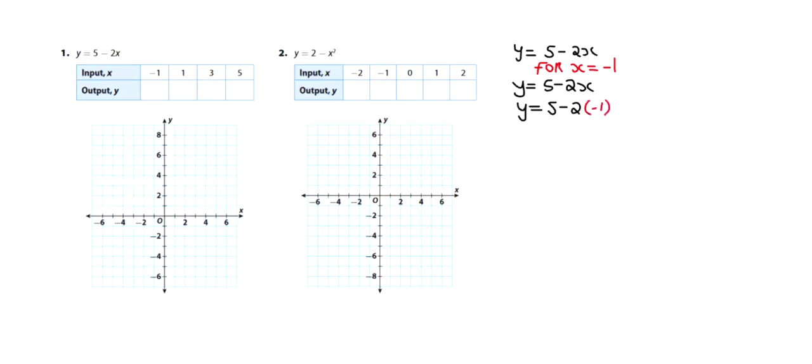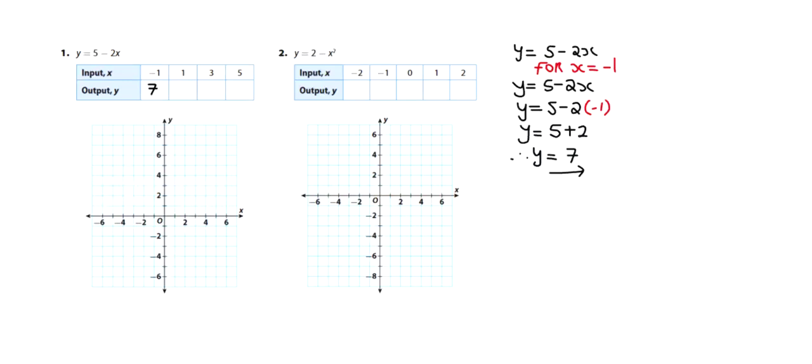y equals 5, and then negative times negative is positive. Then 2 times 1 is 2. Therefore, the value of y becomes 7, because 5 plus 2 gives us 7. Then that 7 you got, you go to the table and write 7 there, right? Then you continue, rewriting the equation again.